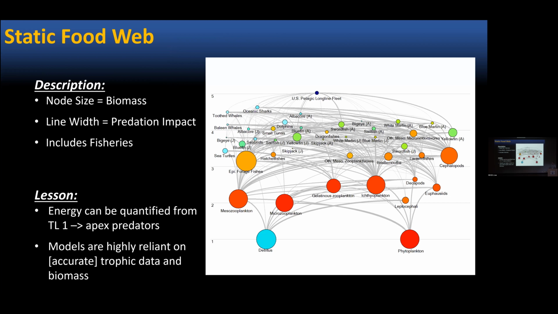However, in these models, and this is true for most food web models, they are highly reliant on our trophic data and our biomass. So as Tony alluded to yesterday, we can balance energy food webs, but that doesn't necessarily mean that they're accurate. So we really need a lot of data feeding into these models to constrain what the potential possibilities of those energy flow webs are.